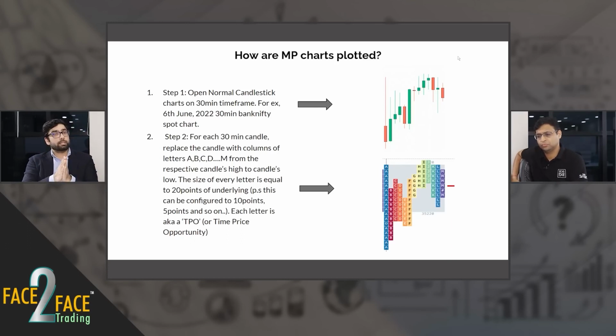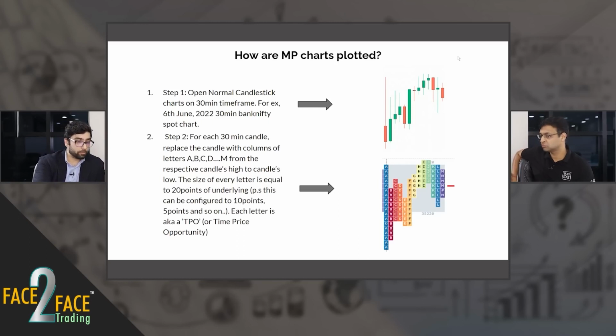What it does is it will tell you the time, price, and volume, the three things that Mr. Steidlmayer stated, those three things in a single chart, right? तो ये तीनों चीजें जब मिल जाती हैं एक साथ, then you can take more strong trades, and then you have a better chance to be successful, right? So now we get into how our market profile charts are actually plotted.